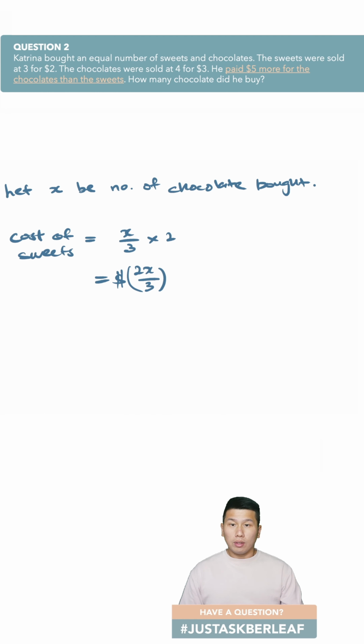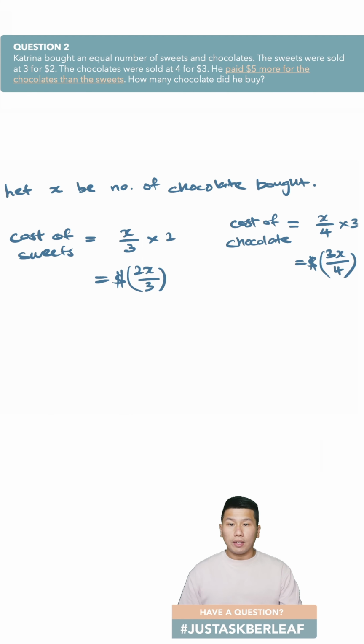Great. So the information that we have from the third sentence allows us to work out the cost of the chocolate in the same fashion. So let's write down the cost of chocolate. It's equivalent to x over 4, which is the number of sets of 4s, and then multiply it by 3. Yes, that's 3x over 4.